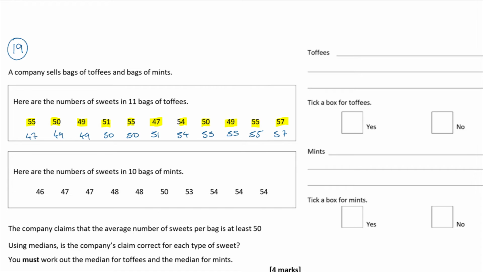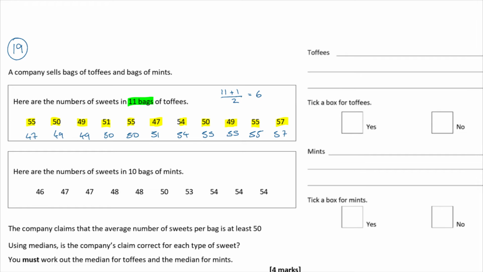How many numbers are there in this data set? There are 11 bags. So what is the middle one? The easiest way to find the middle is to take your number of items, add 1, and then divide by 2. So 11 plus 1 is 12, and 12 divided by 2 is 6.